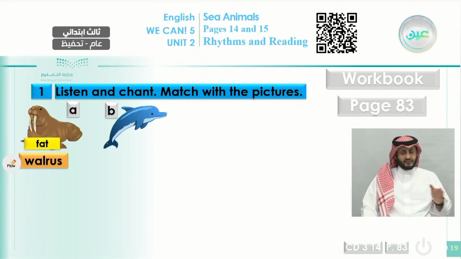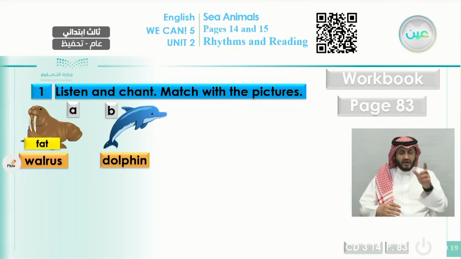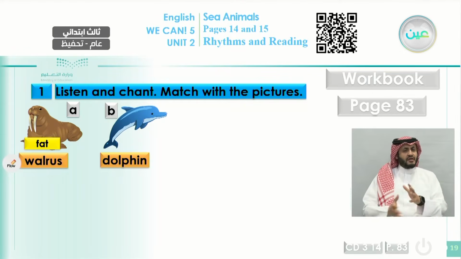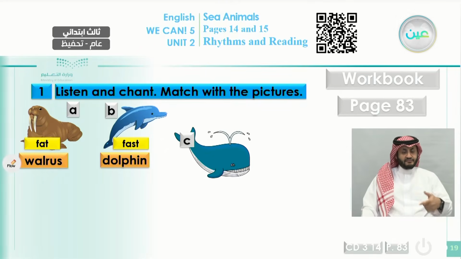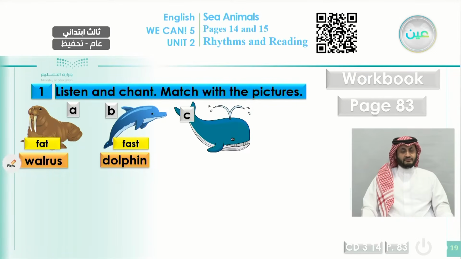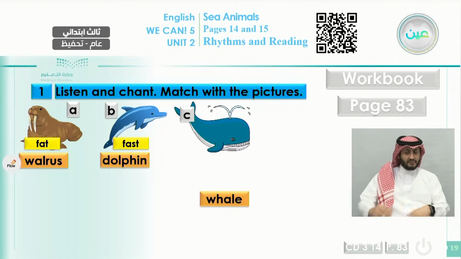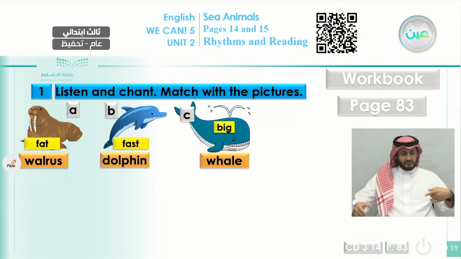This one, what is it? You remember from the previous lesson? That is a dolphin. What do you know about dolphin? What adjective, how can you describe this dolphin? You can say it is fast. Good. And here, what is this animal? What do you call it? And how you can describe it? That is a whale, and it is very big.